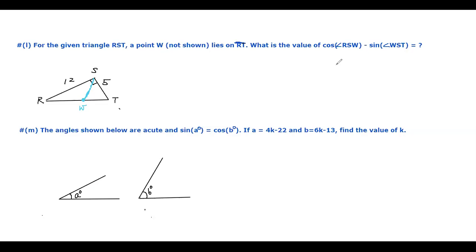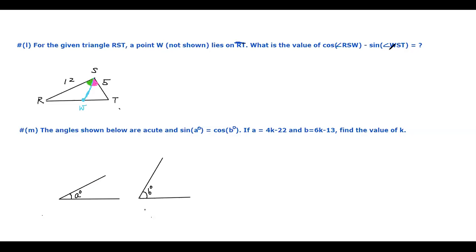They ask you, what is the cosine of angle RSW? Let's color code that, every time I do this I like to color code. RSW is this green angle. And then WST: what is the sine of WST? The angle WST is this purple angle.